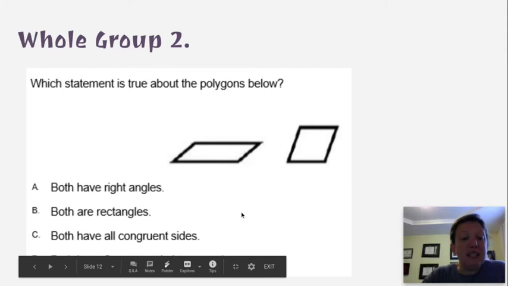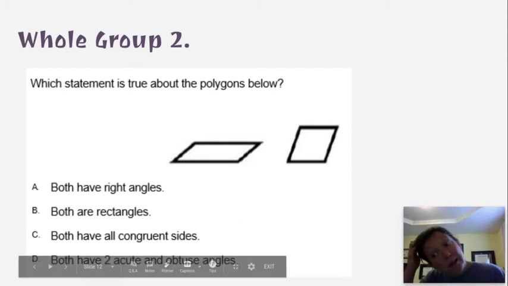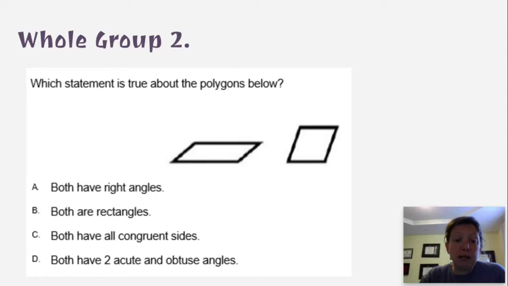Let's look at D. Both have two acute and two obtuse angles. Remember, acute is smaller than that right angle. What is this angle right here? Very good. This is an acute, and this is an acute. What is this one? It's bigger than 90, or bigger than a right angle, so it's an obtuse. This is an obtuse angle, and this is an obtuse angle. So that one has two acute and two obtuse.